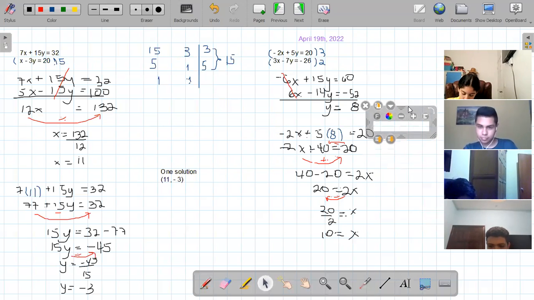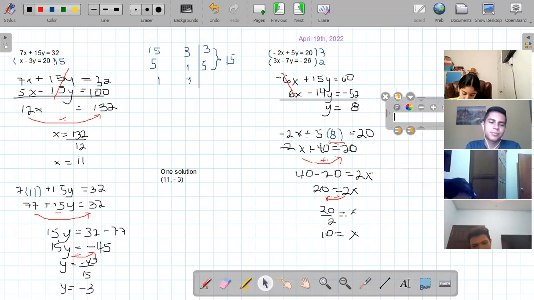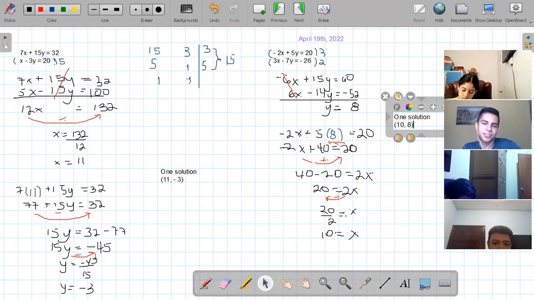How many solutions do I have? One solution. And what is the solution? 10, 8. Why is it 10, 8 and not 8, 10 if we found first the 8? Because the x always goes first. In the alphabet, the x will always be first and then the y. And besides, our ordered pair is x, y, not y, x.